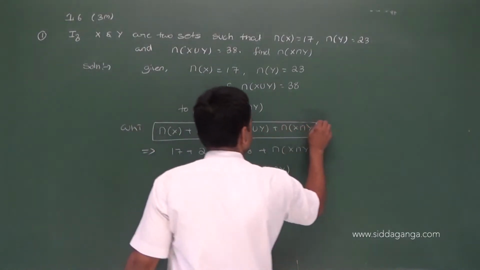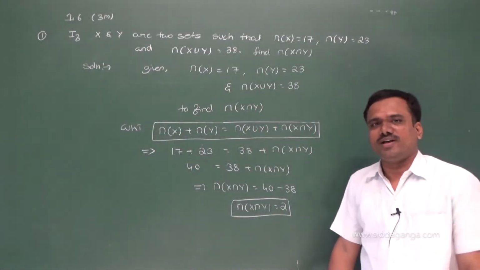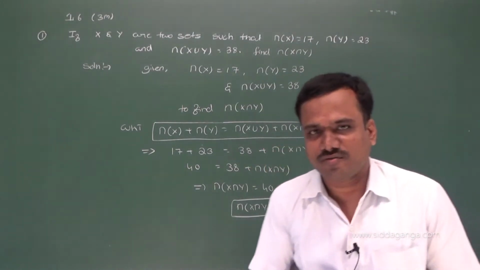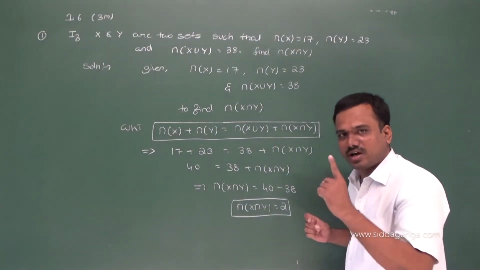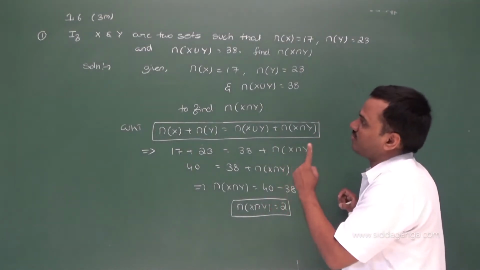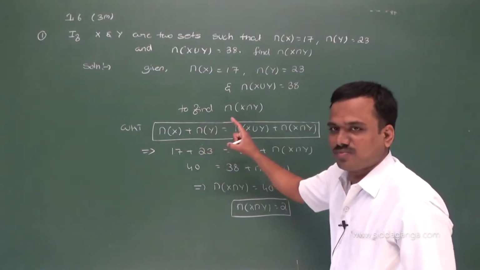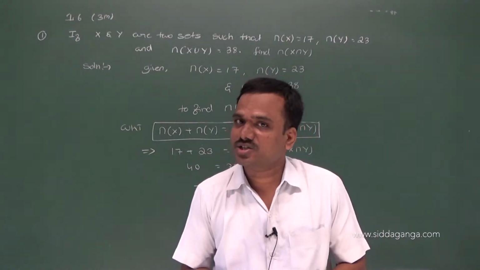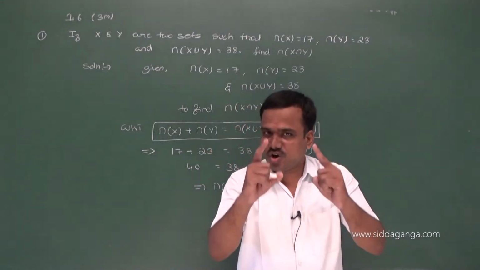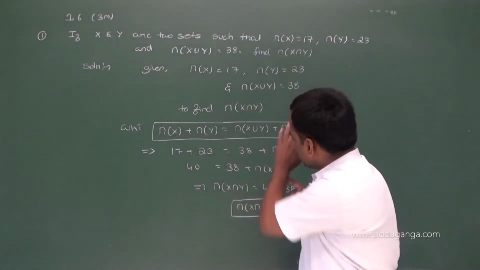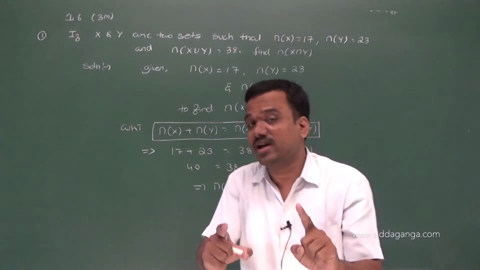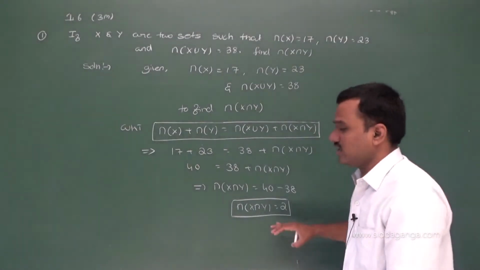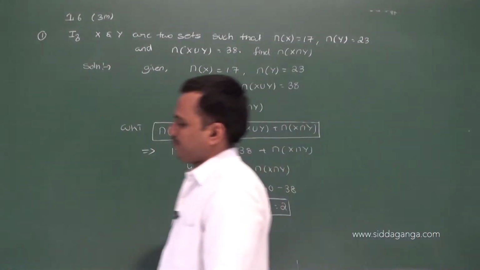n of X plus n of Y is equal to n of X union Y plus n of X intersection Y. Understand? Very important formula. First formula, n of X plus n of Y is equal to n of X union Y plus n of X intersection Y. Second formula, n of X plus n of Y is equal to just n of X union Y only when X and Y are disjoint sets. Understand the problem? Next problem.